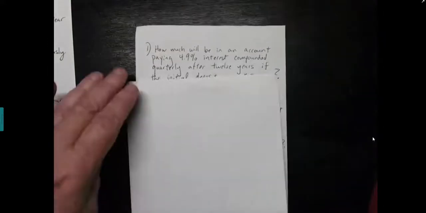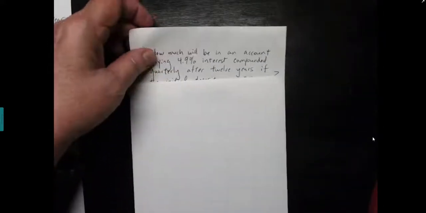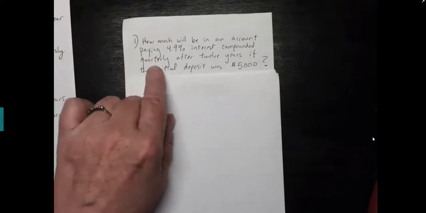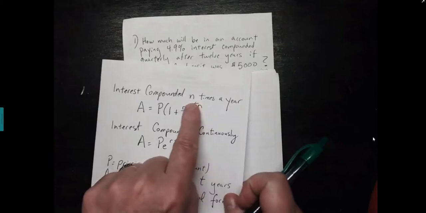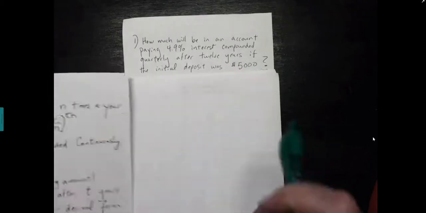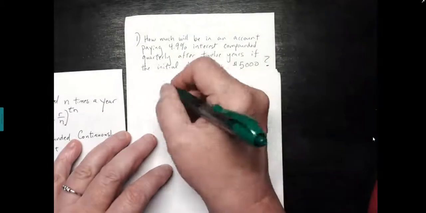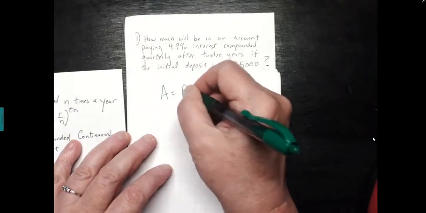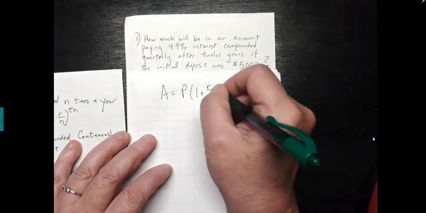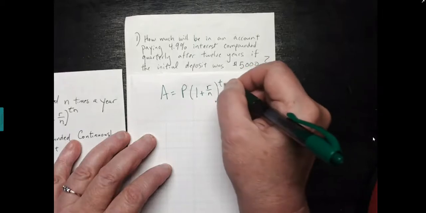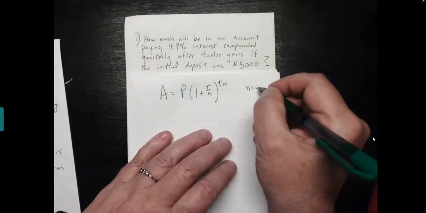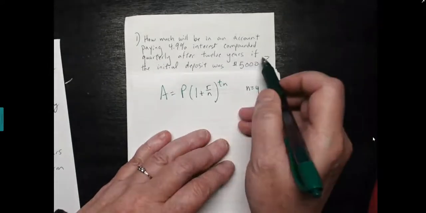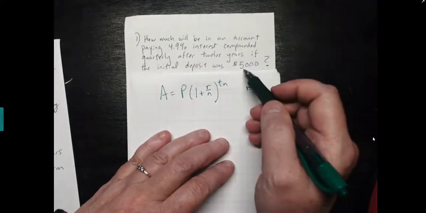How much will an account paying 4.9% interest compounded quarterly? Quarterly means 4 times a year, so we're going to use this formula. Okay, so quarterly means n is 4. After 12 years, if the initial deposit was $5,000.